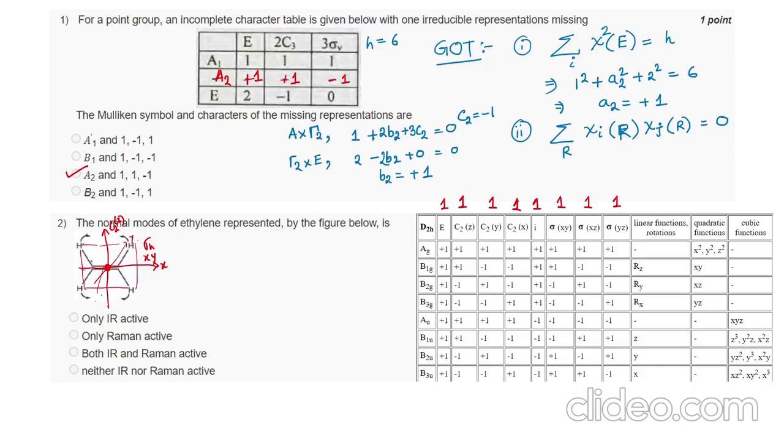C2y, if it goes here by rotation, the movement is going to be same, it is not going to change. Okay, so it actually belongs to AG group, and AG is only Raman active.